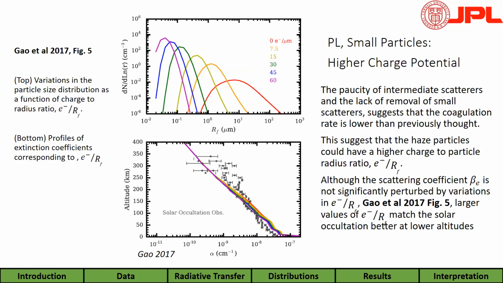This was also tested in Peter's paper, and you can see in this bottom figure that a higher charge to particle radius ratio actually fits the observed solar occultation observations better. So this seems to hold.